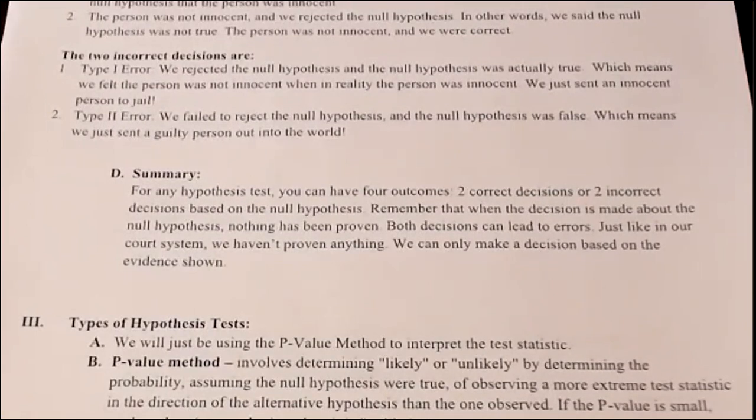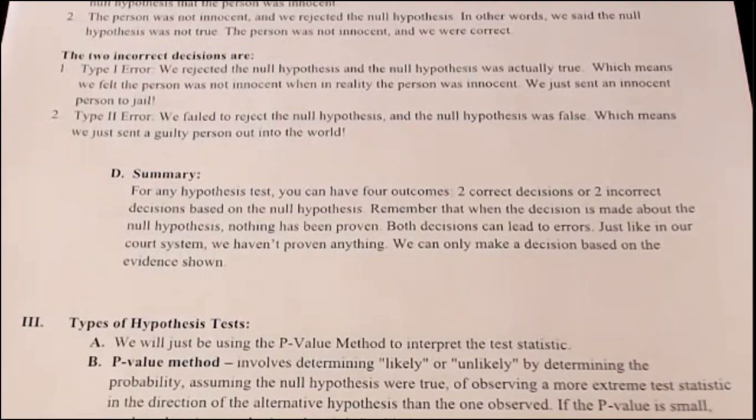Remember that when the decision is made about the null hypothesis, nothing has been proven. It's business as usual, right? We cannot say that anything specific is happening. There's no difference in what's business as usual. So nothing's been proven. We're just saying we don't have enough evidence to show otherwise. Both decisions can lead to errors, just like we saw above.